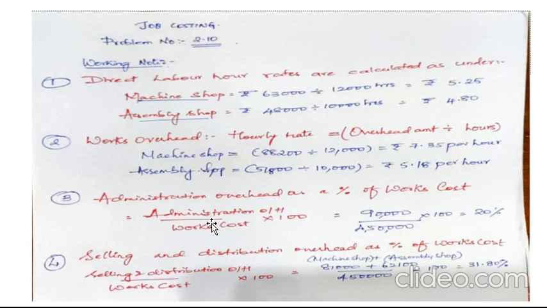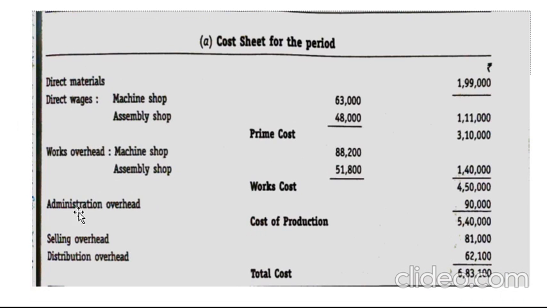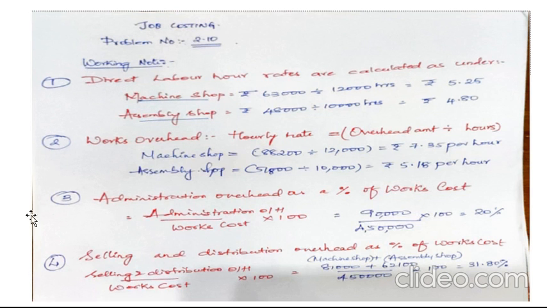So the working note here is administration overhead as a percentage of works cost. Administration overhead will always be a percentage of works cost. Your administration, your selling and distribution will be a percentage of your works cost for every problem. So administration overhead divided by works cost into 100. Your administration overhead is 90,000 in your previous cost sheet, and works cost is 4,50,000. So 90,000 divided by 4,50,000 into 100, you will be getting 20%.